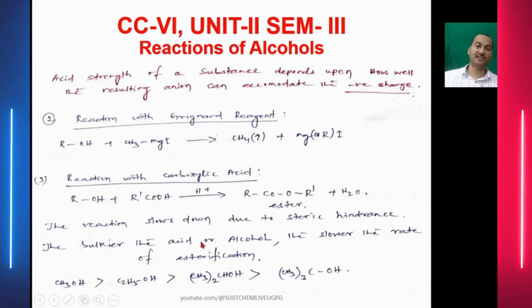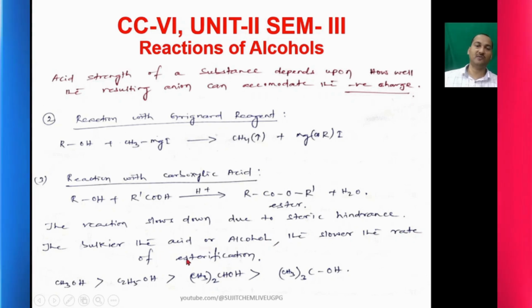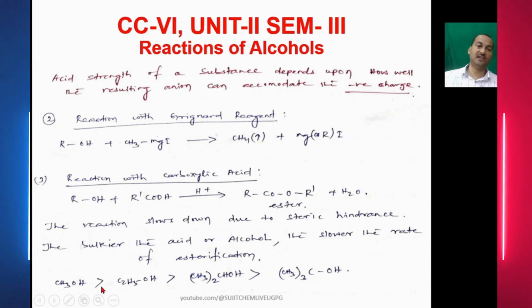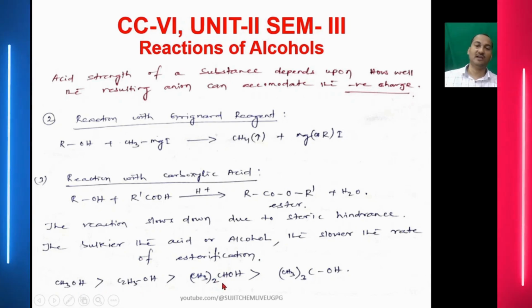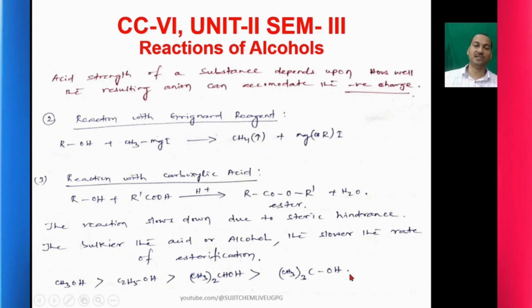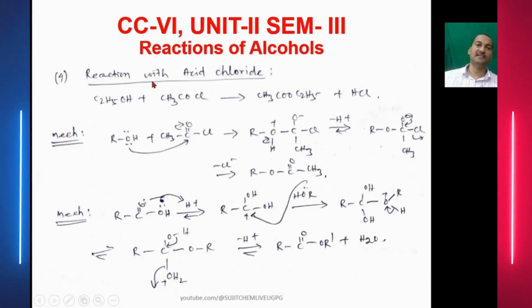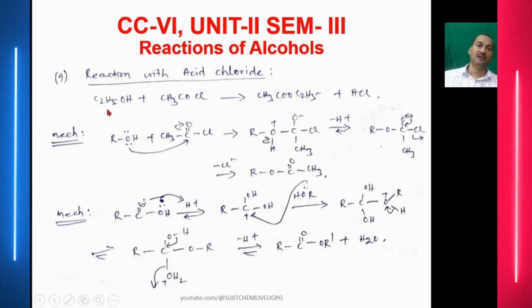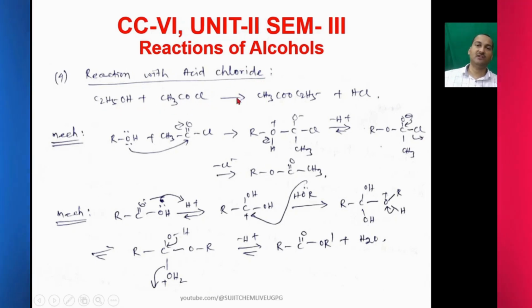So the bulkier the acid or alcohol, the slower the rate of esterification. So the rate of reaction follows this order: methanol greater than ethanol, greater than isopropyl alcohol, greater than tertiary butanol. And next is reaction with acid chloride. So ethanol can react with acid chloride, giving rise to ester.